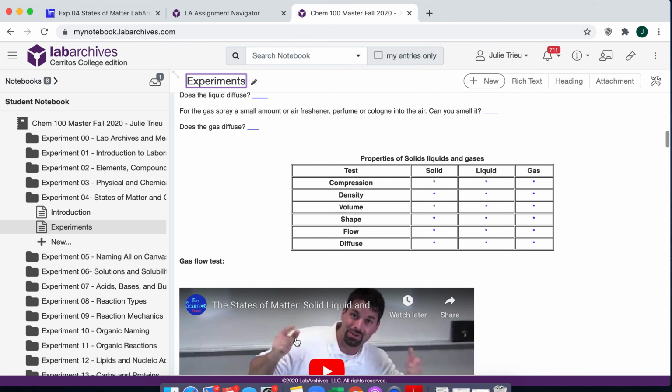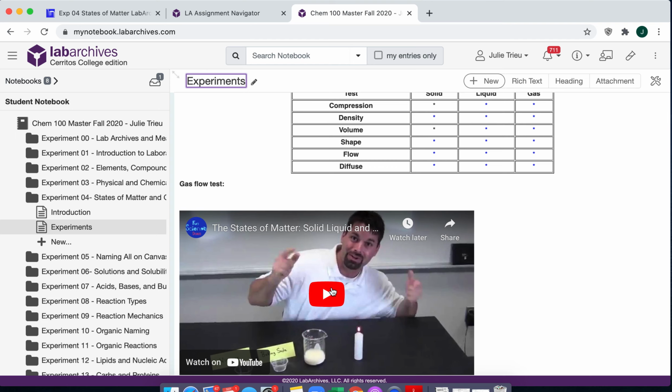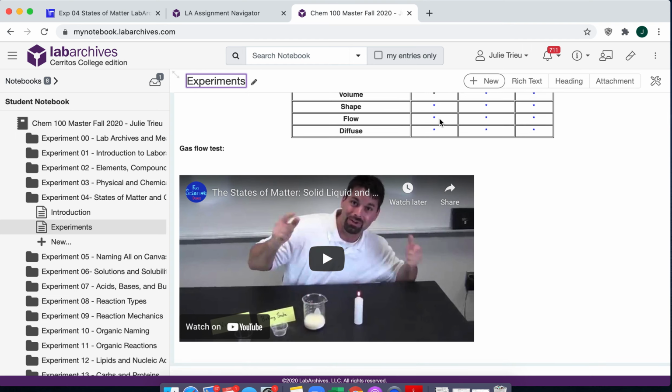And this video shows the gas flow test. You're going to see if the gas molecule can flow. He mixed baking soda with vinegar and it produces carbon dioxide gas. And he tested whether the carbon dioxide gas can flow to extinguish the flame on the candle. If it happens, then gas molecules can flow. Same thing with liquid: if you can pour the liquid, then liquid can also flow.